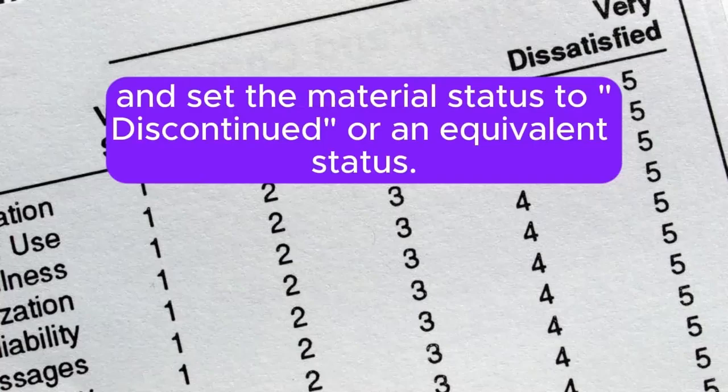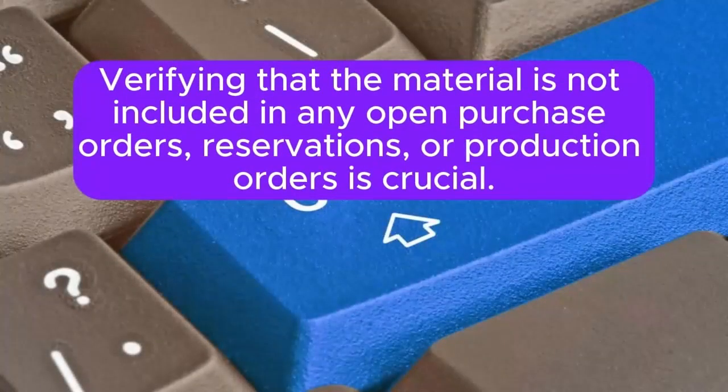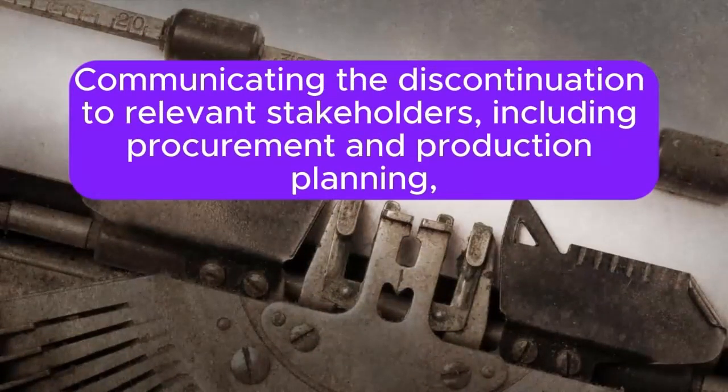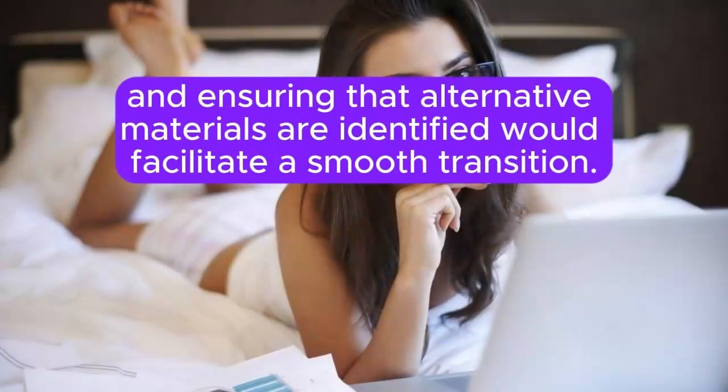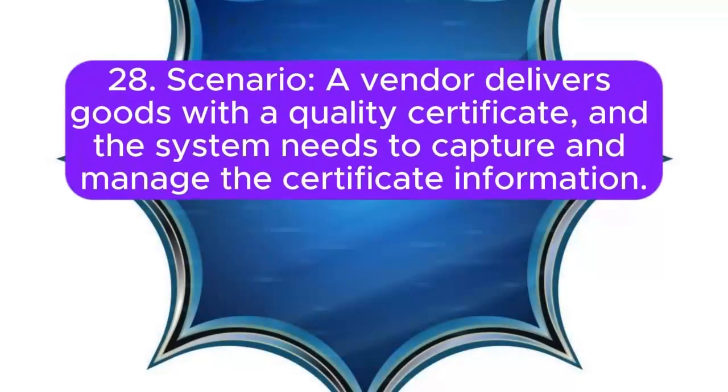an equivalent status. Verifying that the material is not included in any open purchase orders, reservations, or production orders is crucial. Communicating the discontinuation to relevant stakeholders, including procurement and production planning, and ensuring that alternative materials are identified would facilitate a smooth transition.